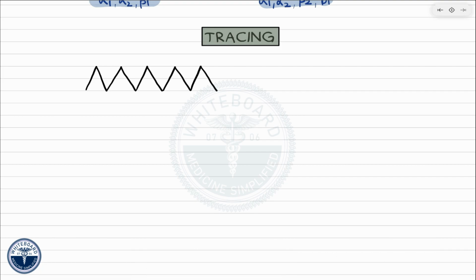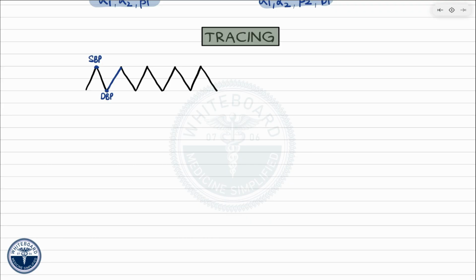Now let's focus on a single wave. As the ventricle contracts, arterial pressure rises and reaches its highest point. This peak represents the systolic blood pressure. After the heart relaxes, arterial pressure begins to fall and eventually reaches its lowest point just before the next heartbeat. This lowest point represents the diastolic blood pressure. Then the next heartbeat comes along, pressure rises again, and another wave is formed. So every peak on the tracing corresponds to systolic pressure, and every trough corresponds to diastolic pressure.